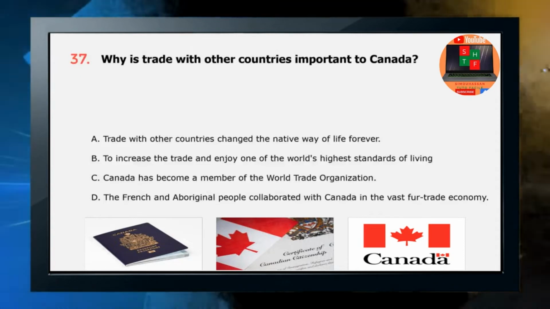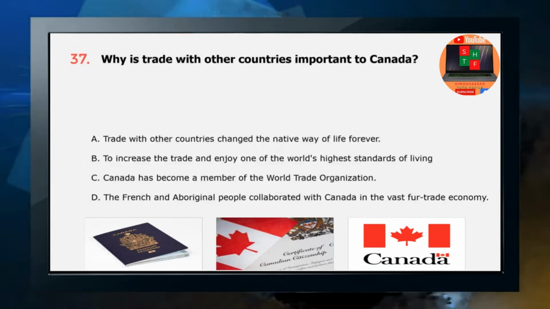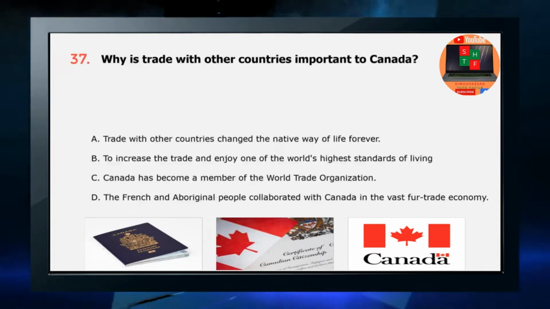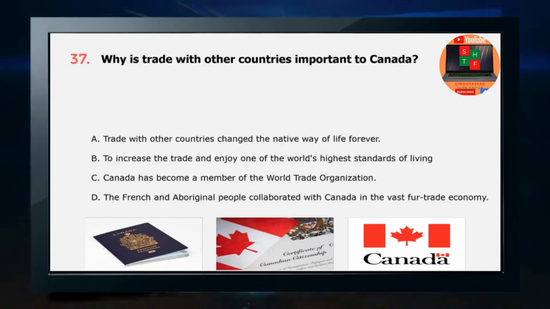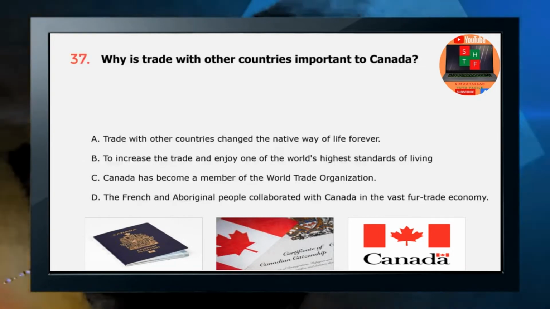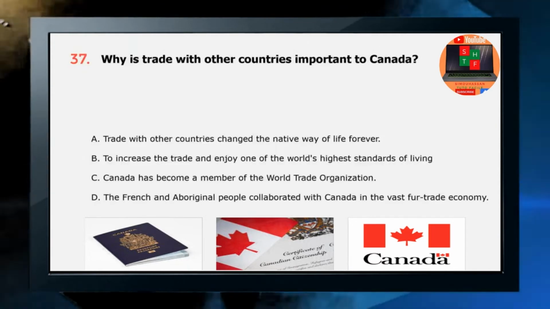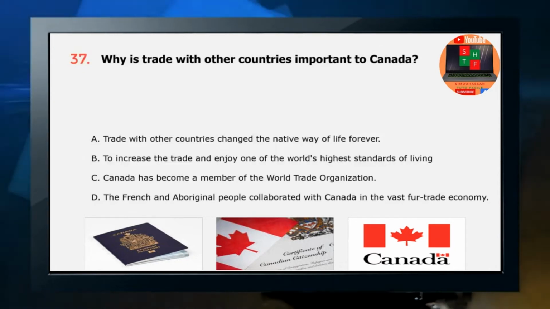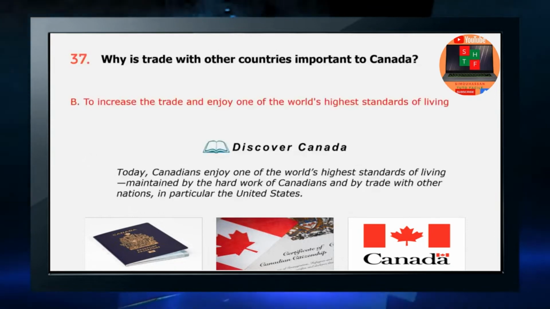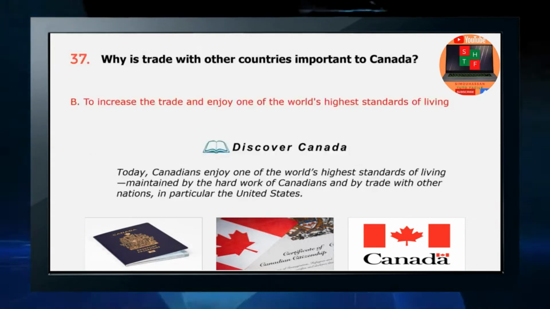A. Trade with other countries changed the native way of life forever. B. To increase the trade and enjoy one of the world's highest standards of living. C. Canada has become a member of the World Trade Organization. D. The French and Aboriginal people collaborated with Canada in the vast fur trade economy. The answer is B. To increase the trade and enjoy one of the world's highest standards of living.